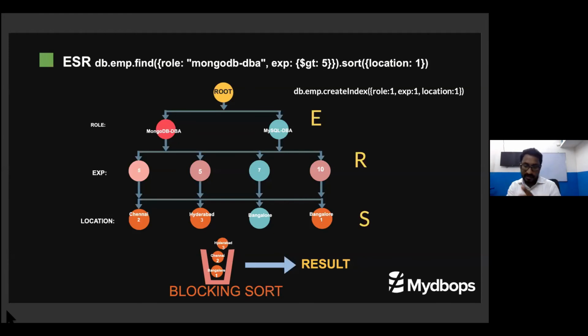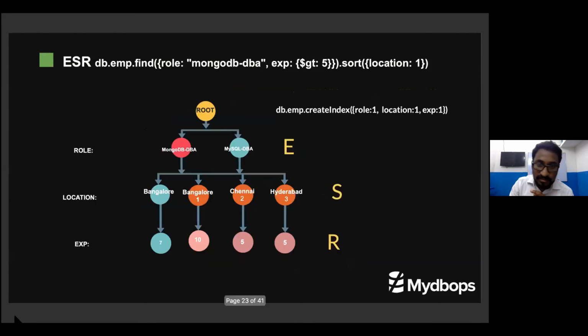So if you come to the next slide, I created the same query, but I'm creating the index in proper ESR order: role, location, and experience. In the location part of the tree itself, the answer is sorted. I'm not going to allocate 35 MB of buffer, and I'm not going to spend my CPU cycles and memory on the sorting.